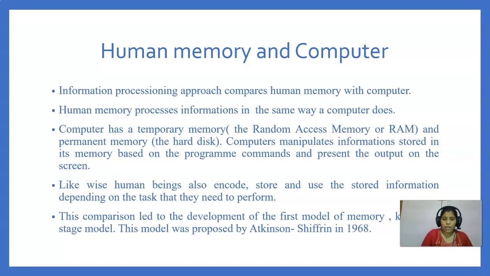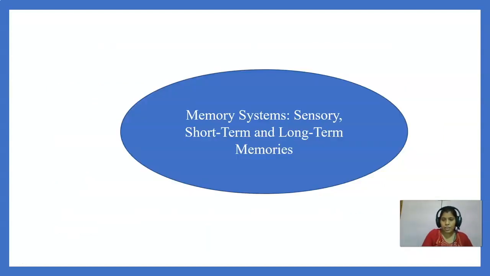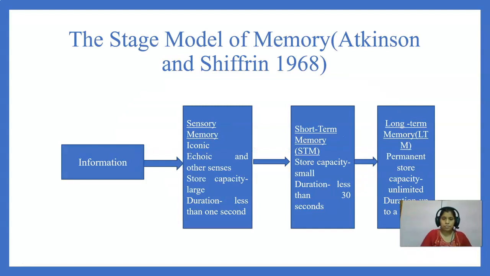So this analogy of computer and human memory leads to the first theory of memory that is given by Atkinson and Shiffrin. This theory is known as the stage theory or stage model. Now we'll discuss sensory, short-term and long-term memories. Atkinson and Shiffrin in 1968 proposed this stage model of memory. According to them, in our memory there are three separate storage systems. The first one is sensory memory, the second one is short-term memory, and the third one is long-term memory.